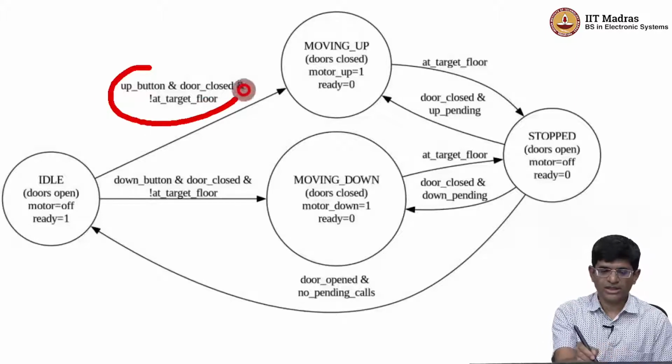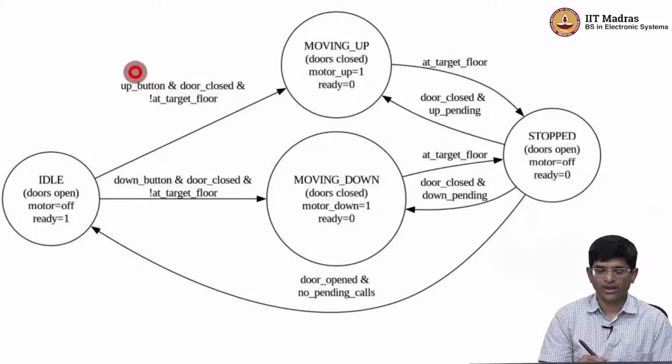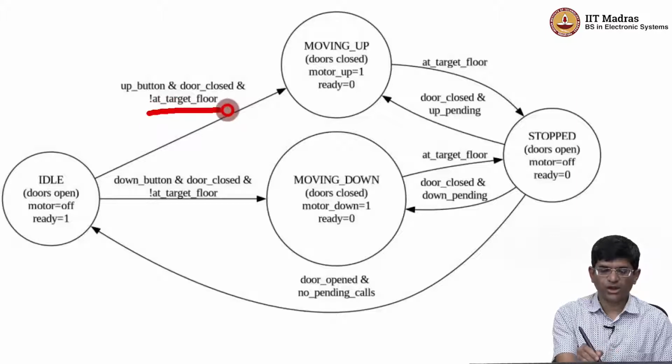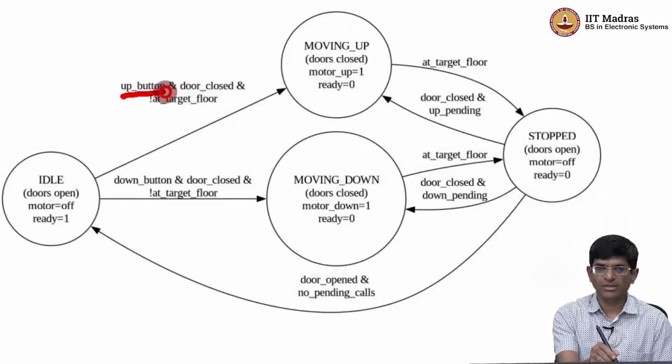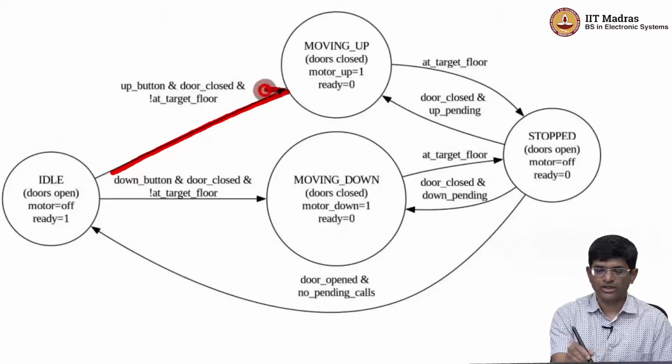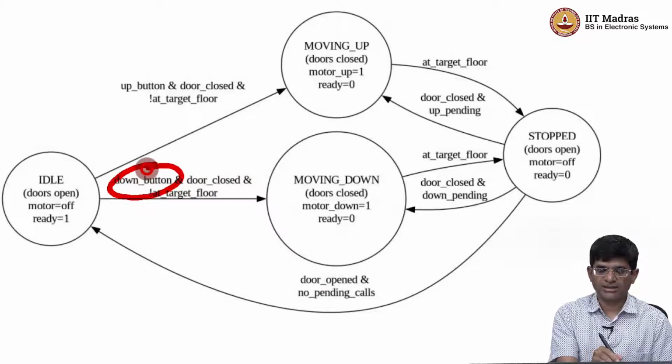And if you look at this logic, it's very straightforward and easy to understand. If we are not at the target floor and the door is currently closed and the up button is active, we should start moving up. Similarly, if we are not at the target floor and the doors are closed and the down button has been pressed, we should start moving down.